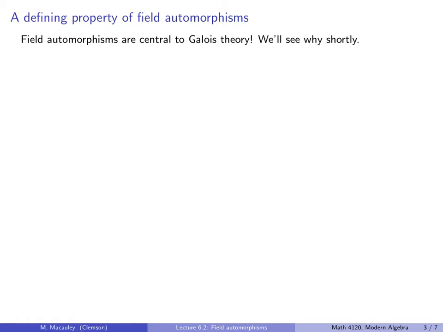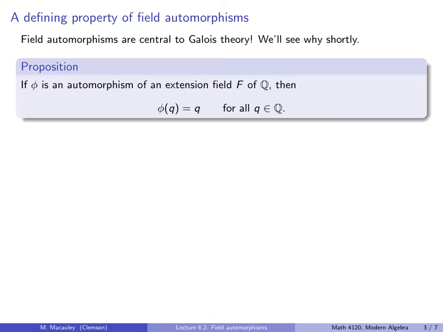Field automorphisms are central to Galois theory. In fact, the Galois group of an extension or of a polynomial is a group of automorphisms of a certain field. We'll see more details shortly. But first, here is a defining property of field automorphisms. If phi is an automorphism of an extension field F of Q, then this says that phi fixes every rational number. So phi of q equals q for all rational numbers q.